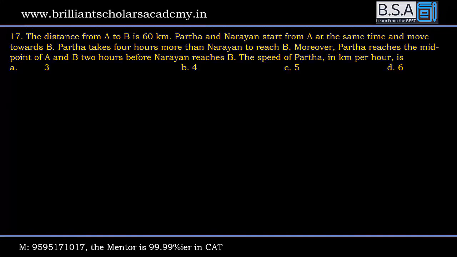Pay attention to how the question has been framed. Distance is known. We know who will reach first, and how much before. Then another hint is given, reaching the midpoint. Parth takes what? Parth takes 4 hours more than Narayan to reach B.